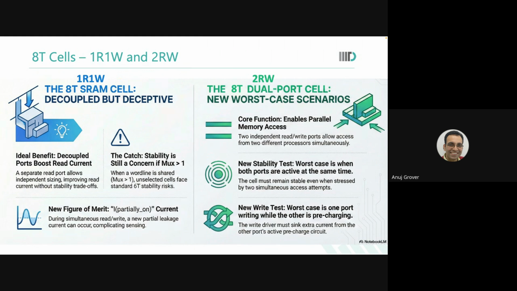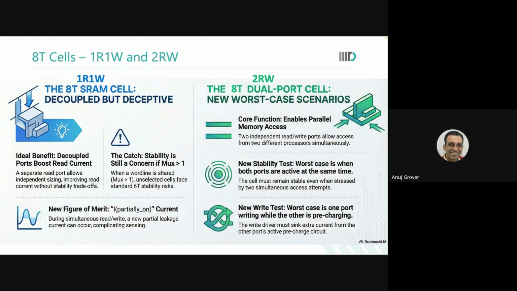So when it comes to a pure dual port cell, which is a two read-write cell, the complexity goes multifold. It seems like it's just two instead of one, but now those two ports, if they can be accessed asynchronously, the challenge is far bigger. Yes, Madhav, you had a question.